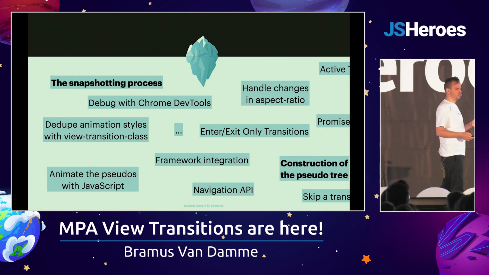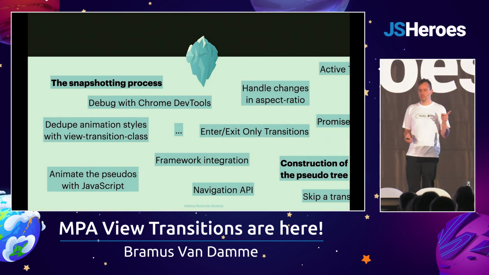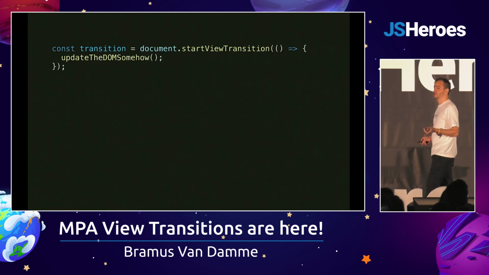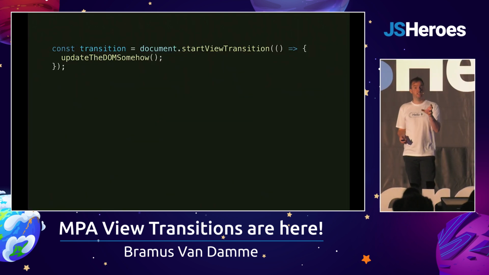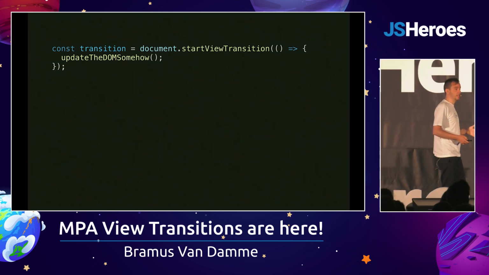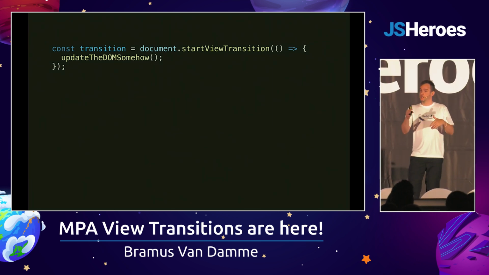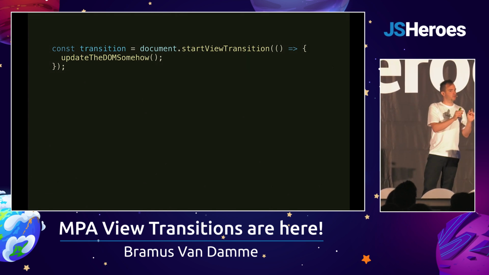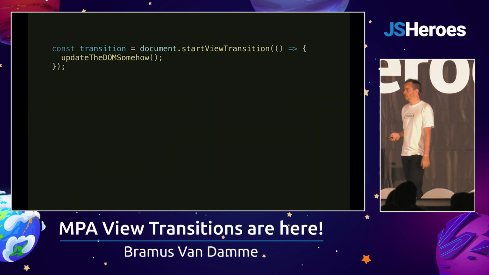One thing I do want to mention to you though is the promises part. Because whenever you create a view transition, by calling document.startViewTransition, you get back a ViewTransition object. And on this object, there are several promises exposed so that you can skip the transition if you want. You can do that, by the way, by calling transition.skipTransition, and then it will skip the transition.